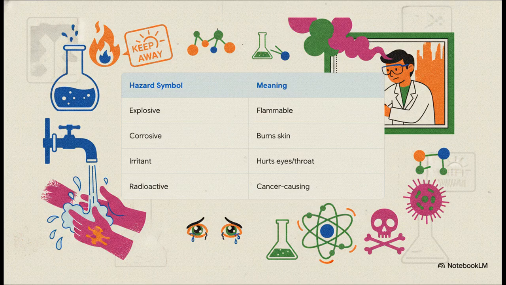Then there's the corrosive symbol. This one is no joke. It means the substance will literally burn your skin on contact. Do not touch it. An irritant symbol means the stuff gives out fumes that will hurt your eyes, your nose, and your throat. And of course, radioactive materials emit cancer-causing rays. Knowing these symbols isn't just about passing a science test, right? It's about protecting yourself and everyone else in the room while you're busy exploring these natural phenomena.